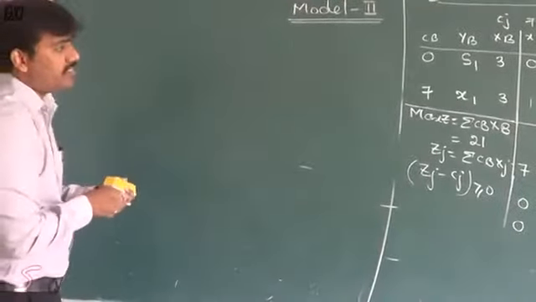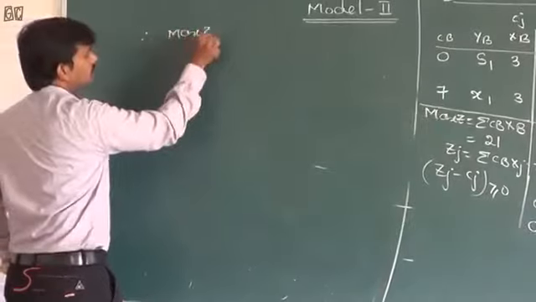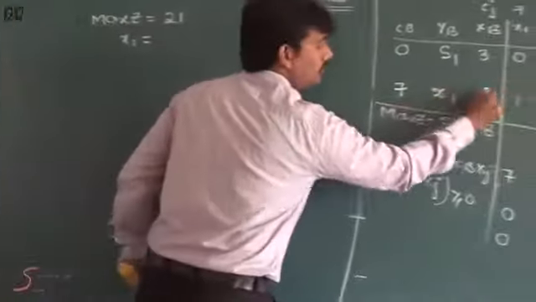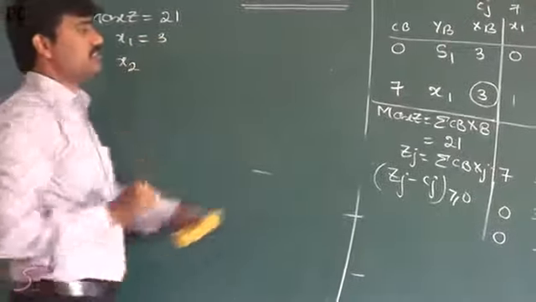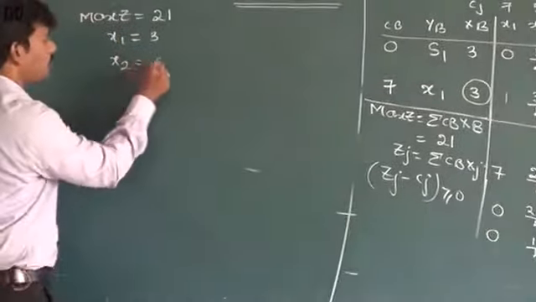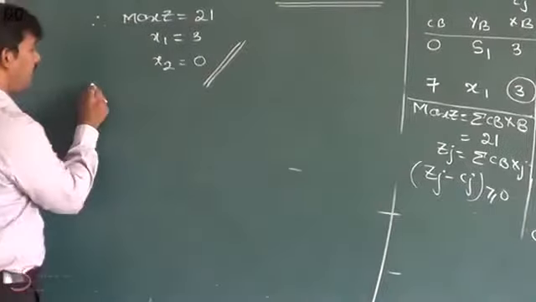That is, therefore, max z equal to 21, x1 equal to 3, and we don't have x2 now. In this, we don't have any values like x2. Obviously, the value should be 0. This is all about the solution. If you want to check it out, that is checking.